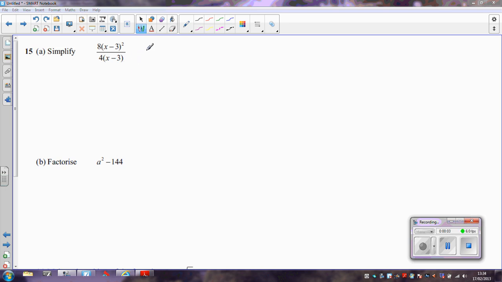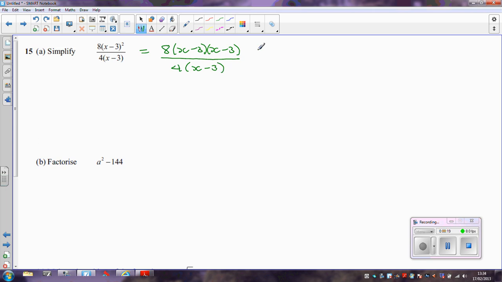Okay, first thing I have to do here, I've got algebraic fractions, and I can think here of the top as just being 8 and then x minus 3 multiplied by another x minus 3. On the bottom, I've got 4 multiplied by that bracket, again, x minus 3. And just by cancelling, because I can see that these are all just multiplied together, there's a multiplication sign there, a multiplication sign there, a multiplication sign there.